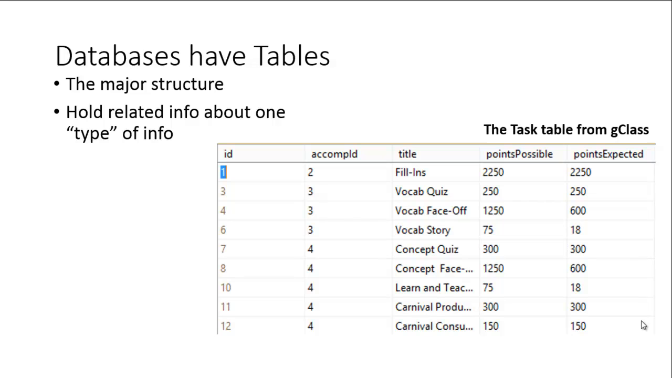And there's other information associated with a task. For example, tasks have a certain amount of points possible, and they have a number of points expected. So each row is a task, and on each row is information about that task. For example, its title, its points possible, and its points expected. So that's the basic idea. We take all the information about tasks, put it in this one convenient table to keep them organized. That's what tables do for us in databases.